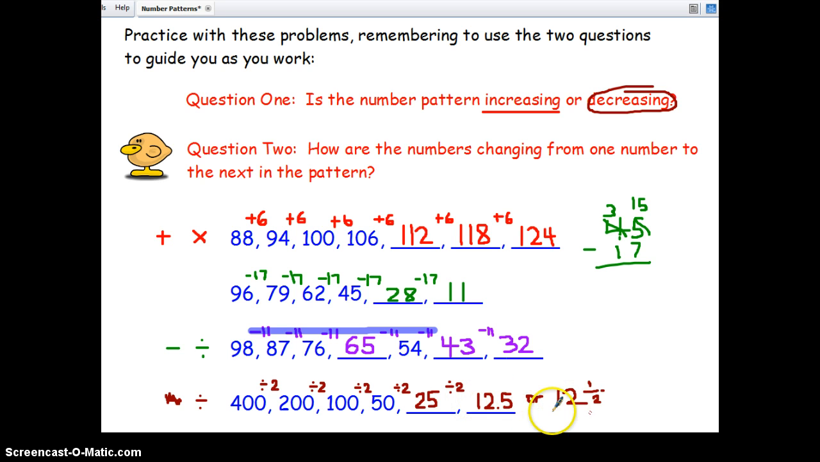That's kind of a little bit of a tricky one there at the end to see who might have gotten that one. Okay, if you got 12.5, awesome job. If you didn't, it's not a big deal.